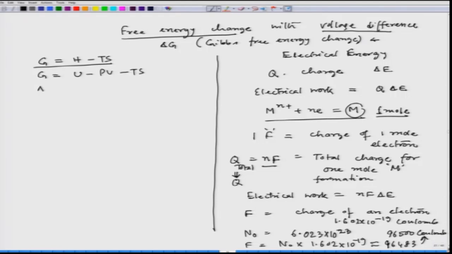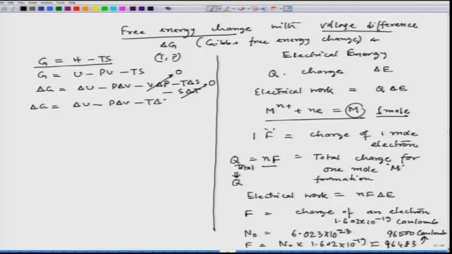Now, if I consider the change in G, it is equal to ΔU plus P ΔV plus V ΔP minus T ΔS minus S ΔT, I can write this. Now, since it is a constant pressure process, pressure is constant, this goes to 0, temperature is constant, this goes to 0. So, temperature and pressure both are constant. So, we end up getting ΔU plus P ΔV minus T ΔS. From the first law of thermodynamics, we get ΔU equal to Q minus W. Now, in this case, this W is the total work.